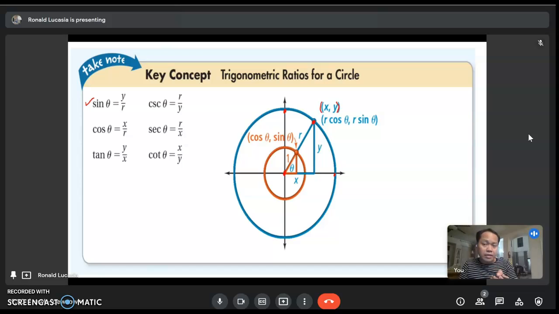And since cosecant theta is the inverse of sine theta, we'll just interchange the position of the numerator and the denominator. Cosine theta is x over r, and we know that secant theta is the inverse of cosine theta. Secant theta therefore is r over x. Tangent theta is y over x, and we know that cotangent theta is the inverse of tangent theta. So cotangent theta will be x over y.